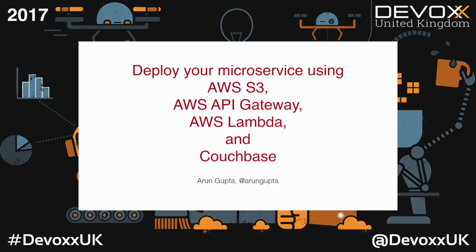Today I'll talk about how you deploy your microservice using four components: AWS S3, API Gateway, Lambda, which is our serverless offering, and Couchbase.